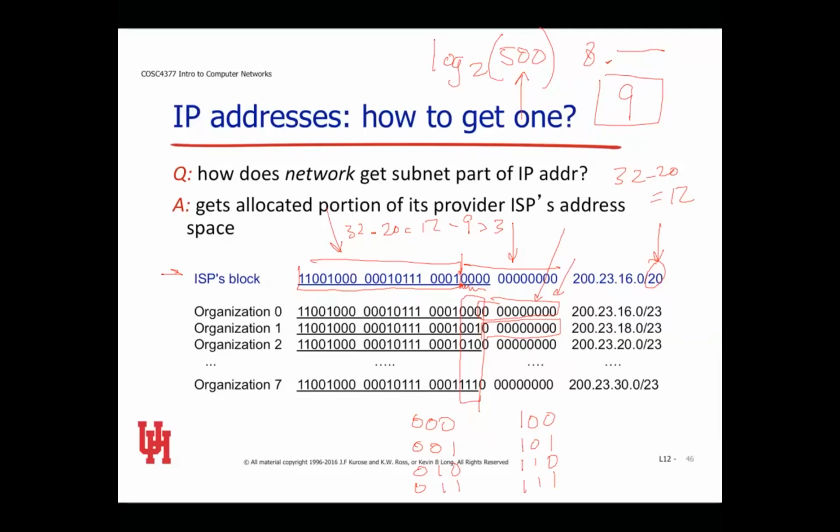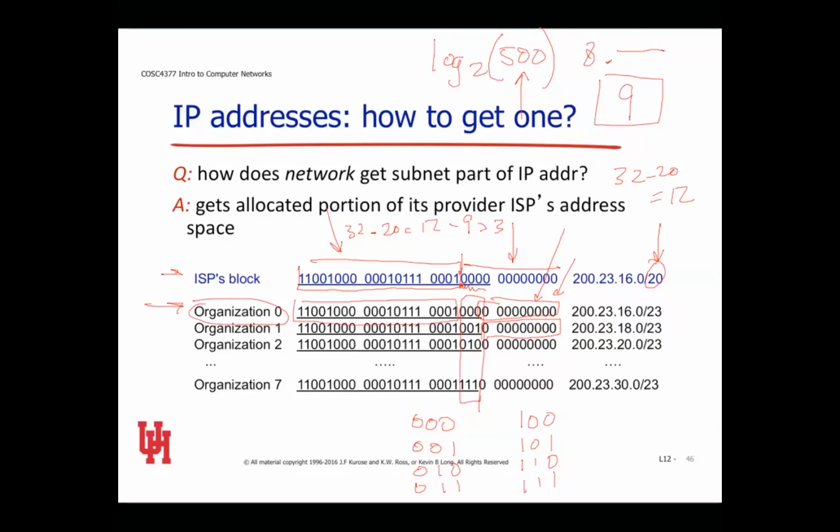But the way you're going to define which ones the organization here has is you're going to say, all right, the first 20 bits, we know what they are, and you're the first organization, so your next 3 bits are going to be 0, and the remaining 9 bits, I'm going to let you play with. So I'm going to give you everything for the last 9 bits from 0s to 1s.